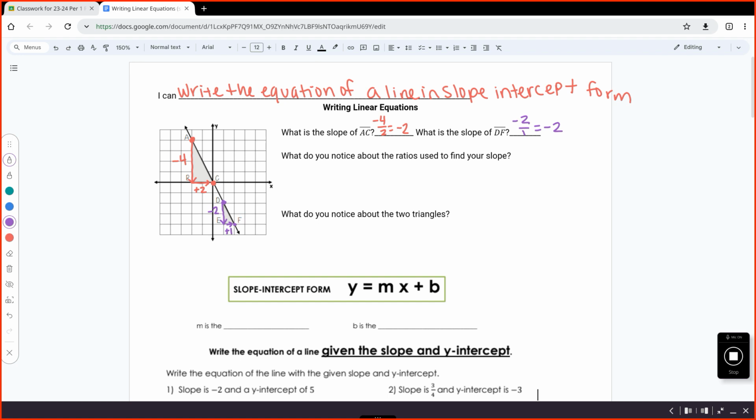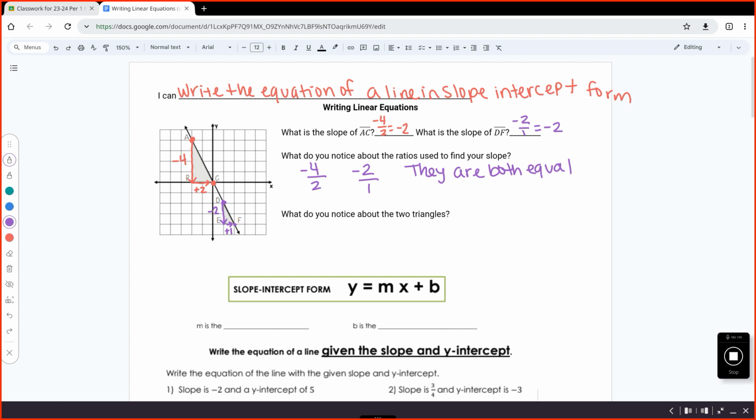So what do you notice about the ratios used to find your slope? The first ratio we use is -4 over 2, and the second ratio we use is -2 over 1. You'll notice that both of these are equal to -2. You'll also notice that they are proportional, right? 2 times -2 is -4. -4 times 1 is -4. Look at that, your cross products are equal. So, therefore, they are also proportional.